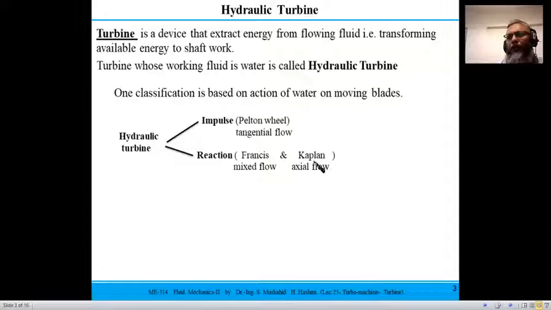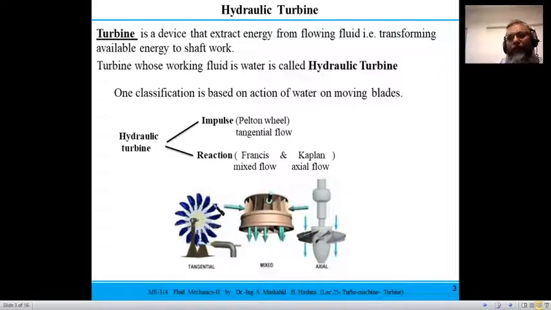It means the direction of the flow of water and the axis of rotation are parallel. So it is called an axial flow. If it is mixed flow, so partially it is in the axial direction, partially it is in the tangential direction, then we call it a reaction turbine. So Francis is part of a reaction turbine.